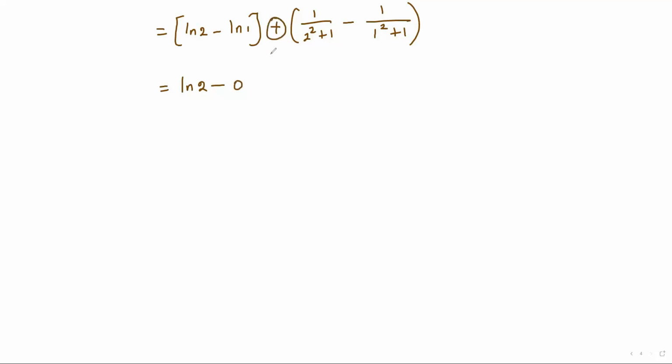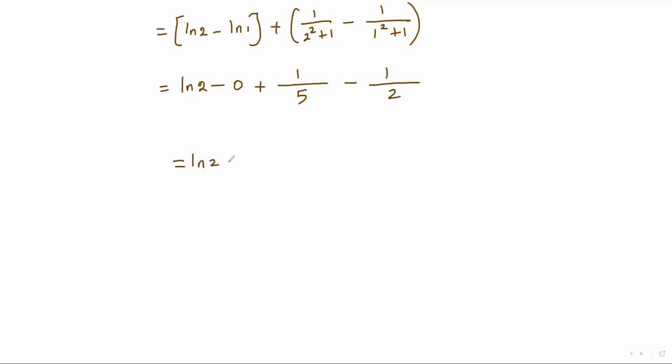Since we have a positive sign over here, we can simply remove the parentheses. In case you have a negative sign, you may have to distribute the negative sign to this one and this one, but we don't have a negative sign, we have a positive sign. So even if we distribute the positive sign to this one and then this one, I'll be getting the same. So we can simply remove the parentheses. I'm getting 1 over, 2 squared is 4, 4 plus 1 is just 5. Minus 1 over, 1 squared is just 1, 1 plus 1 is just 2.